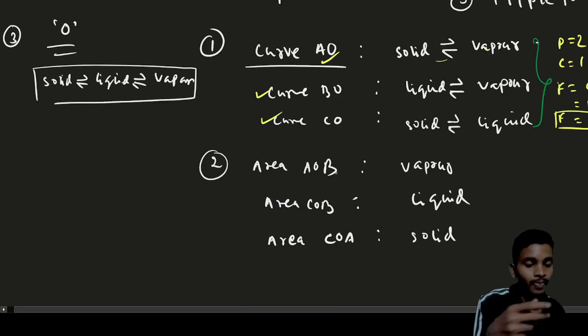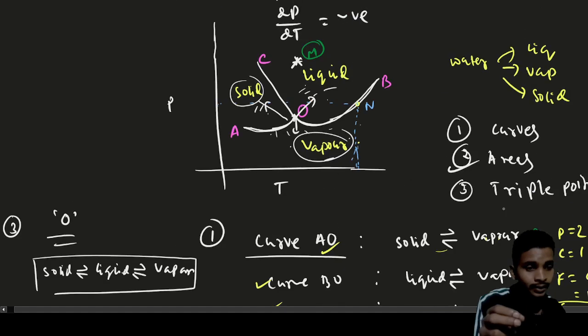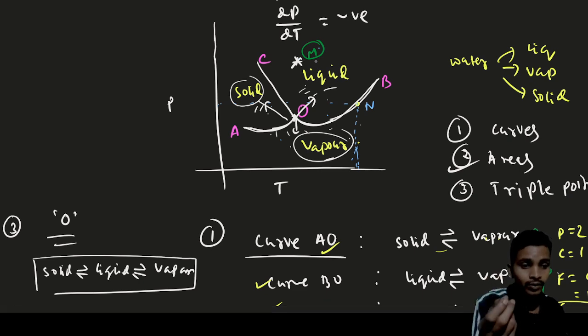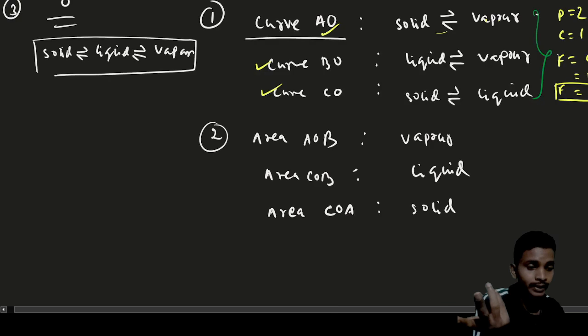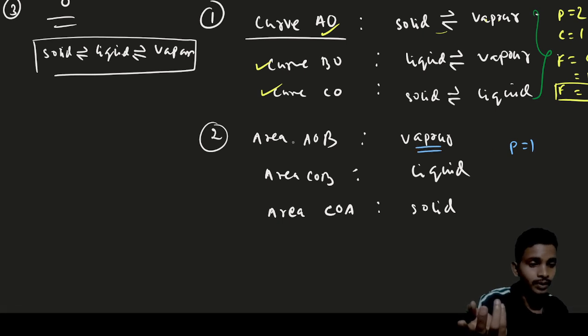Similarly, if a point is present in an area, like this M present here, how many variables are needed? Here, since it is in the area, we don't know anything about it. So I think 2 variables are needed. Let's find it.